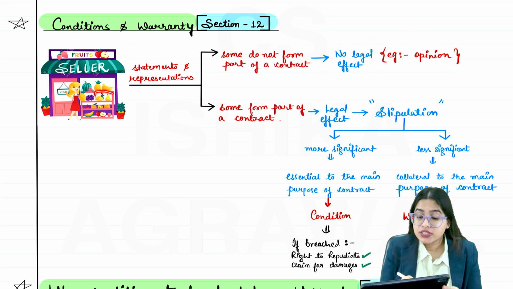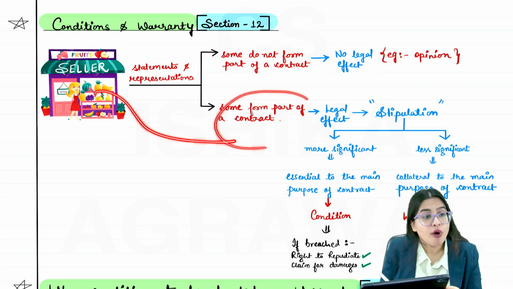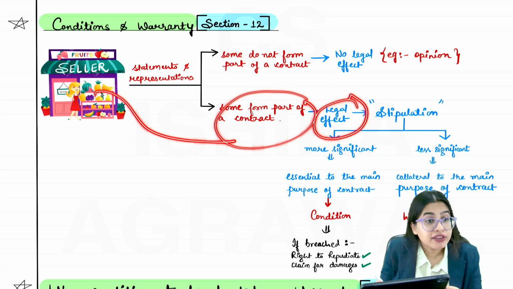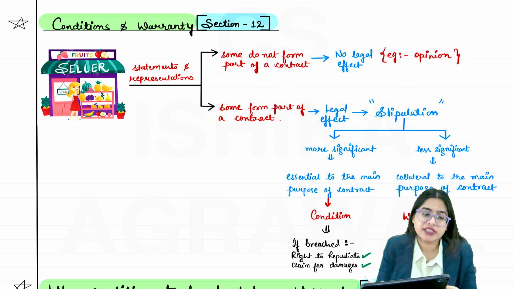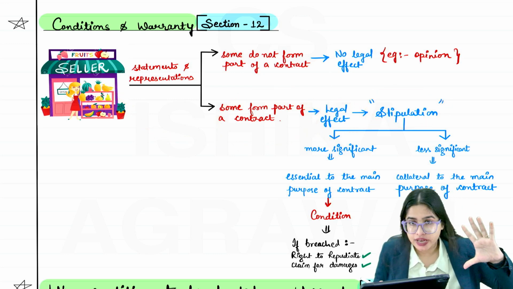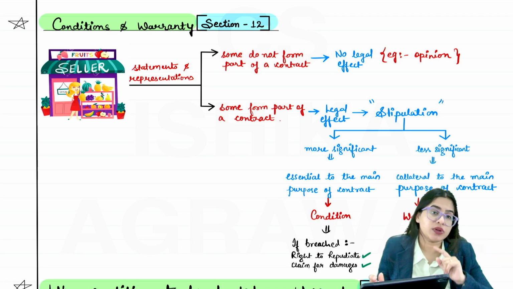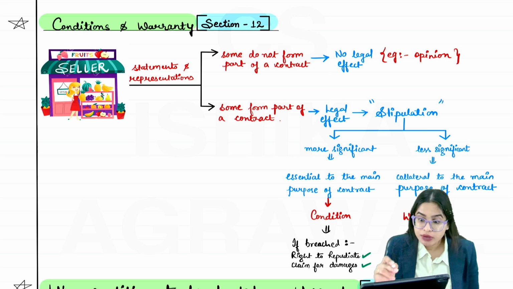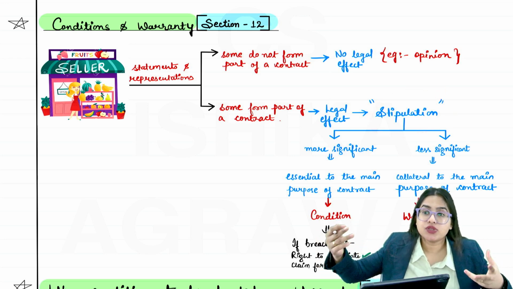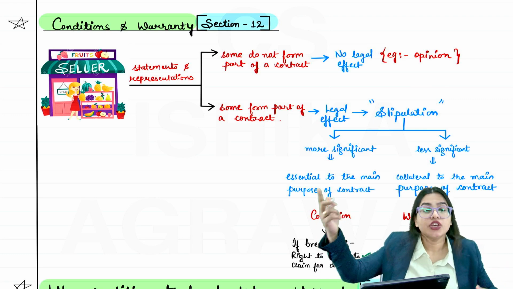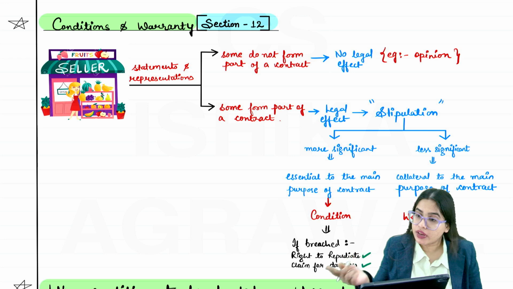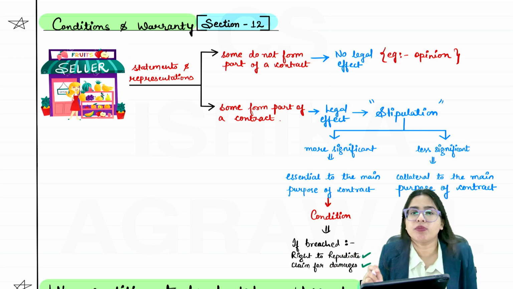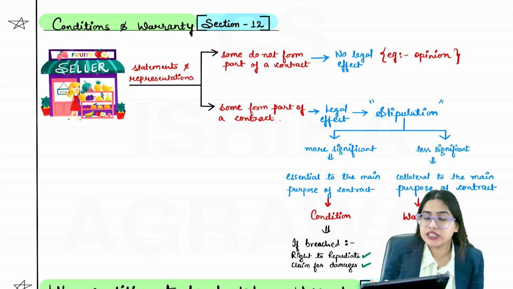However, some statements made by the seller form part of the contract. That means they have legal effect, and they are stipulation. For example, if I am selling you 1 kg rice and telling you that in this packet there is 1 kg rice, then it is an important stipulation. There should be 1 kg rice. If you find out it has only 800 grams of rice, you can file a case against me. You can return the rice to me, or you can claim compensation because this will have a legal effect.